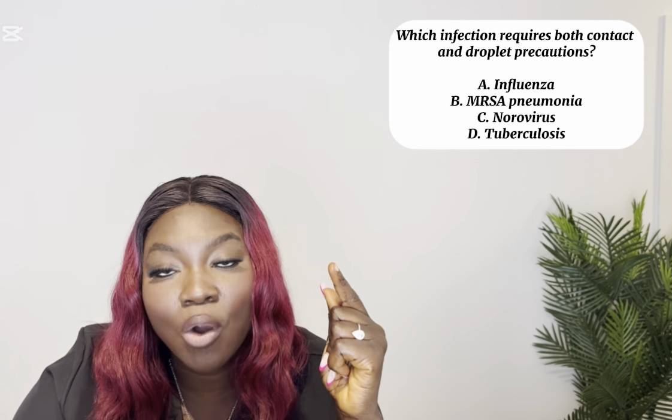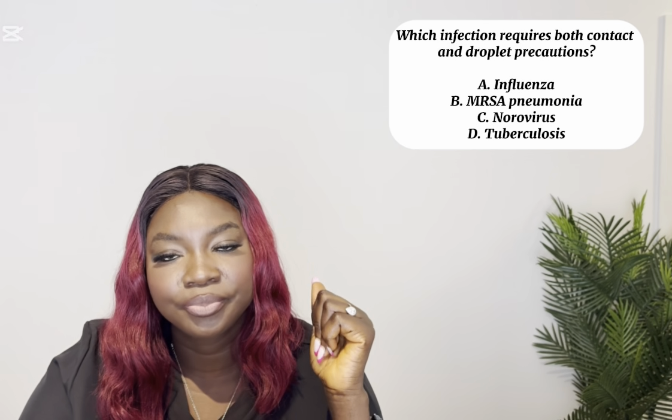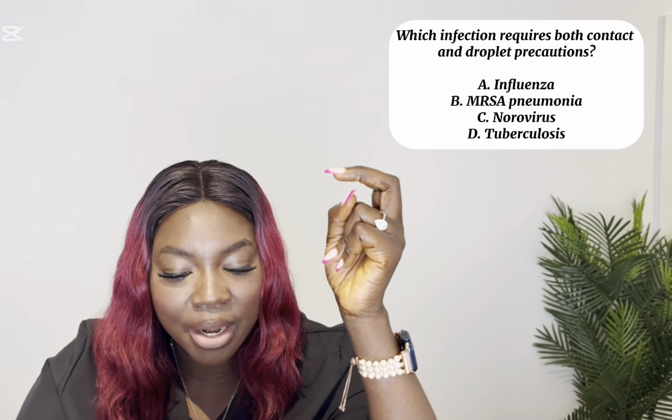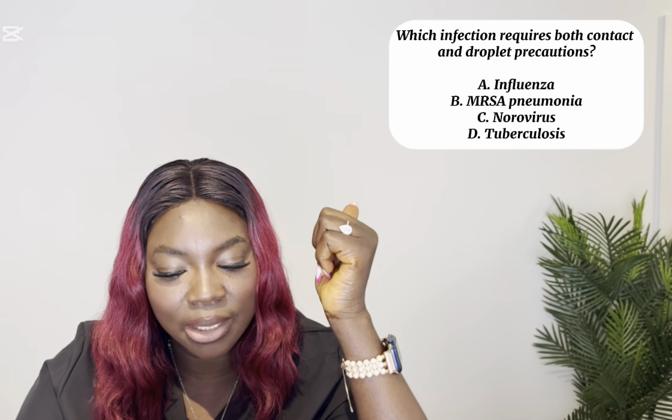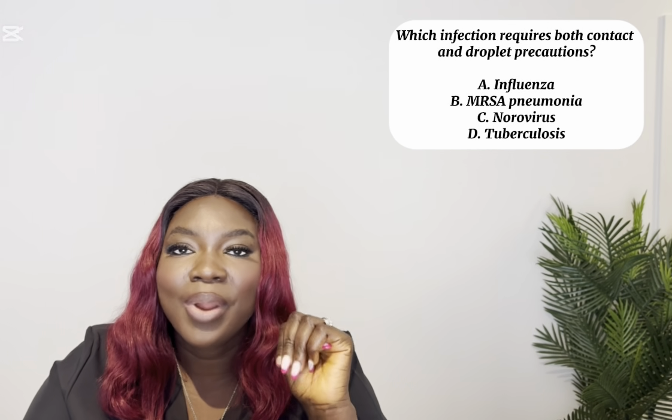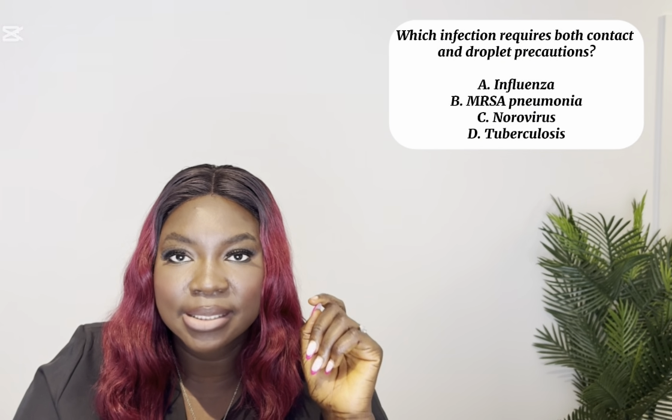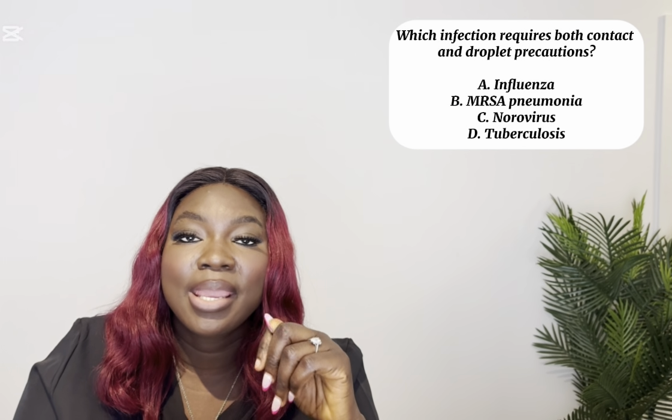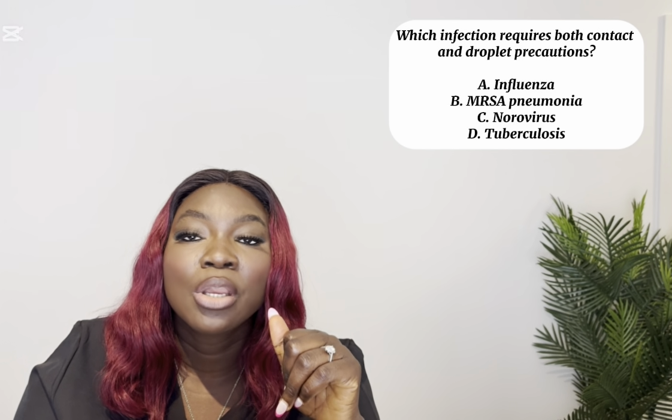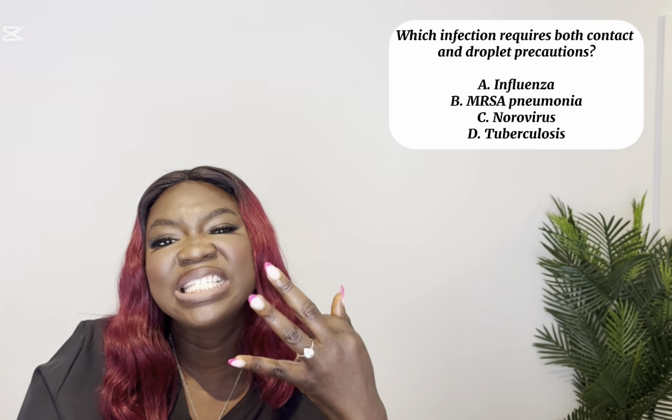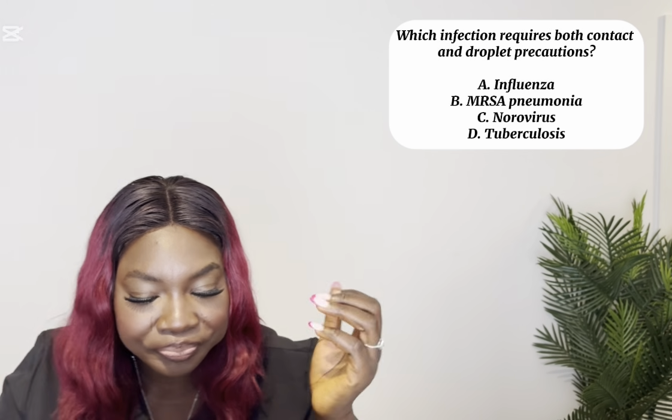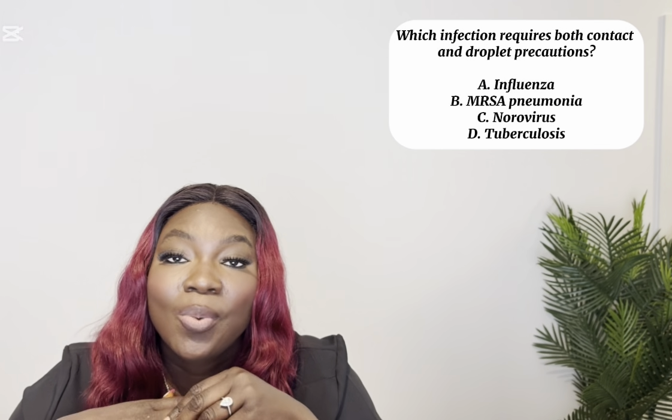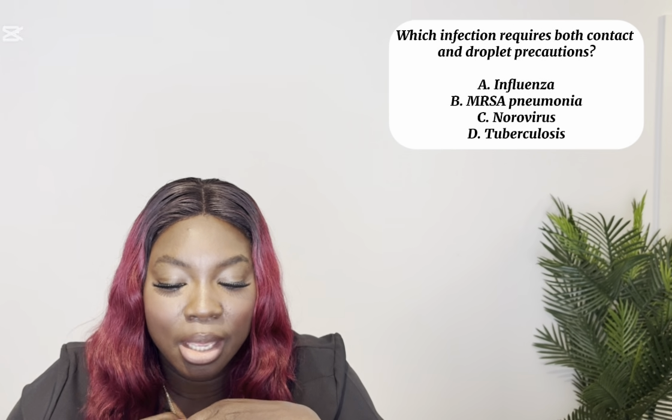Now, let's move on. Which infections require both contact and droplet precautions? A, influenza. B, MRSA pneumonia. C, norovirus. And D, tuberculosis. And the right answer is MRSA pneumonia. MRSA pneumonia requires droplets for respiratory secretion, and it also requires contact for contaminated surfaces. So that's why your right answer is B.